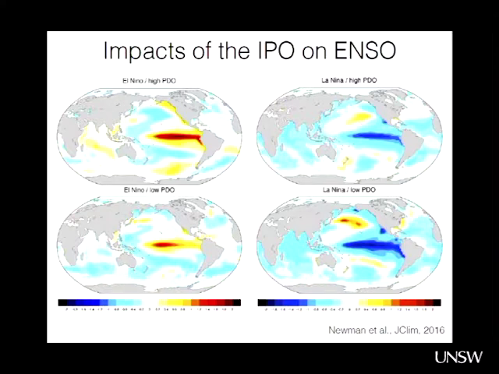So here they've divided up past ENSO events by whether or not they happened in a positive or a negative IPO phase. They call it the PDO. On the top we have the positive IPO phase, and on the bottom we have the negative IPO phase. And you can see in the positive phase, El Niño is much stronger than in the negative phase, and La Niña is weaker. So they've combined, basically, to give you a stronger or weaker El Niño signal.